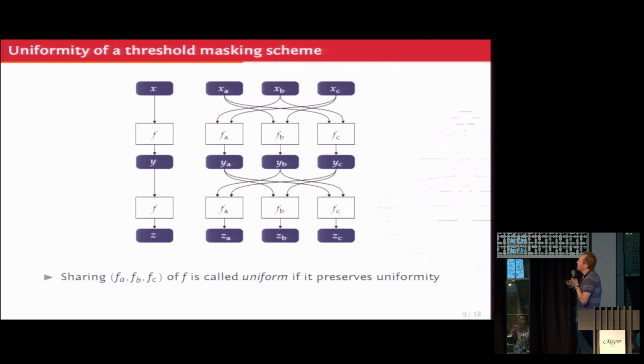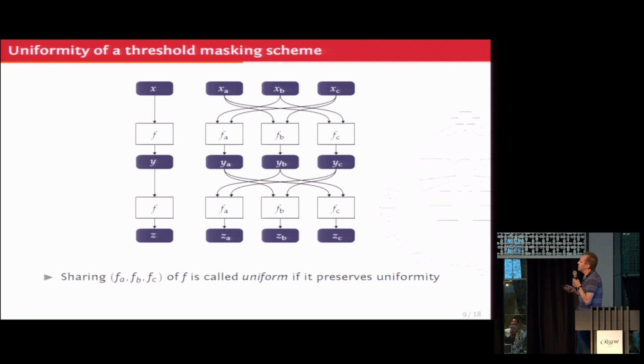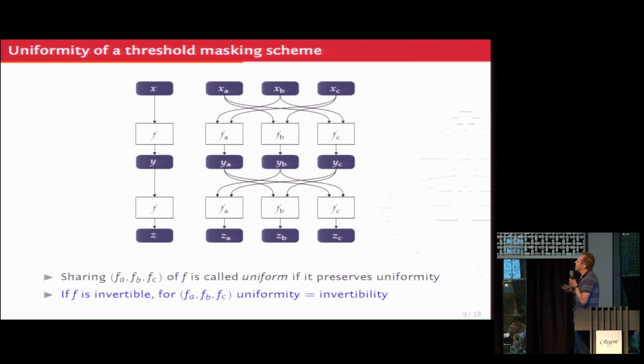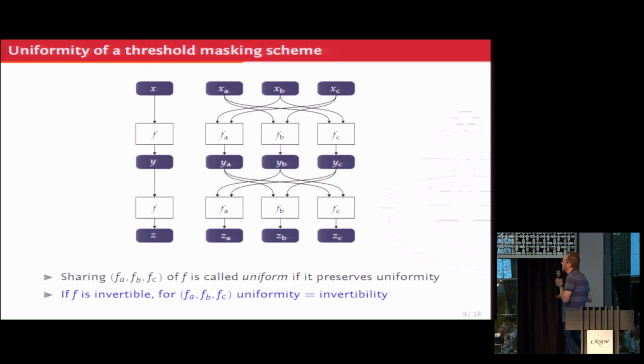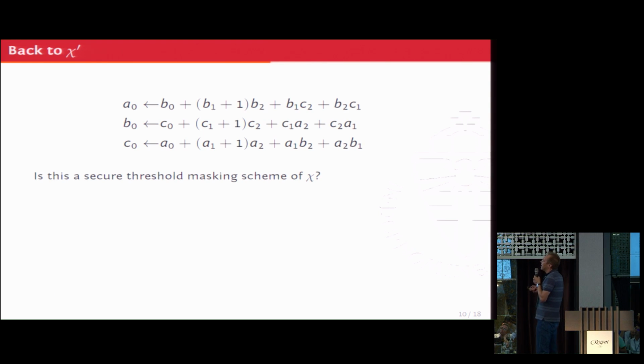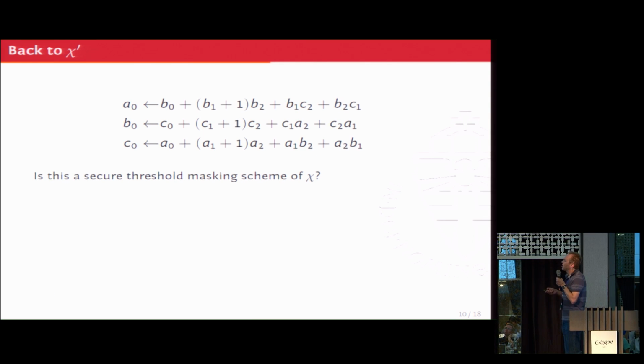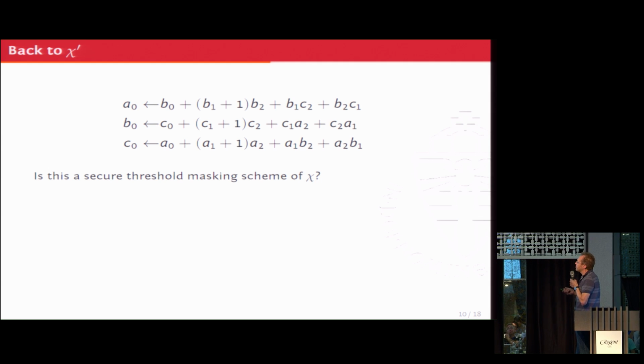And that's a property of F, so it preserves uniformity. That's not so easy to express, and not so easy to understand in general, but if F is a permutation, so if F is invertible, then it's easy to understand because it's equivalent to this being a permutation. It's equivalent to being able to compute backwards from here to here. That's it.